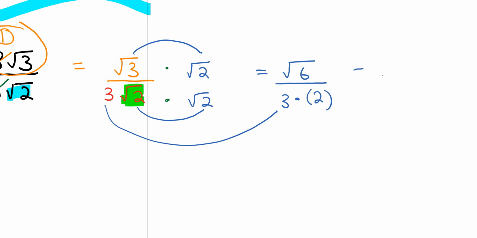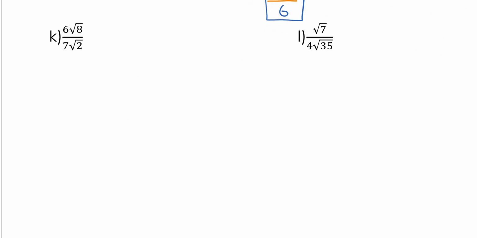And finally, just to kind of finish this problem off, 3 times 2 is going to be 6, so final answer is going to be root 6 over 6. And that right there is my final answer. Okay, so those ones did take a little bit of work. Let's go ahead and move on to letter K.